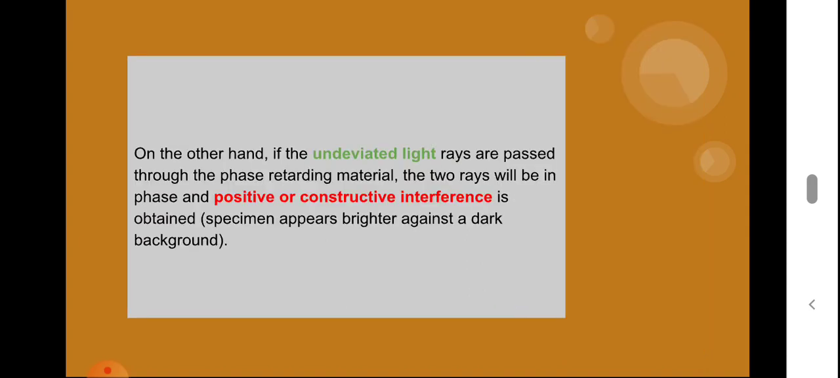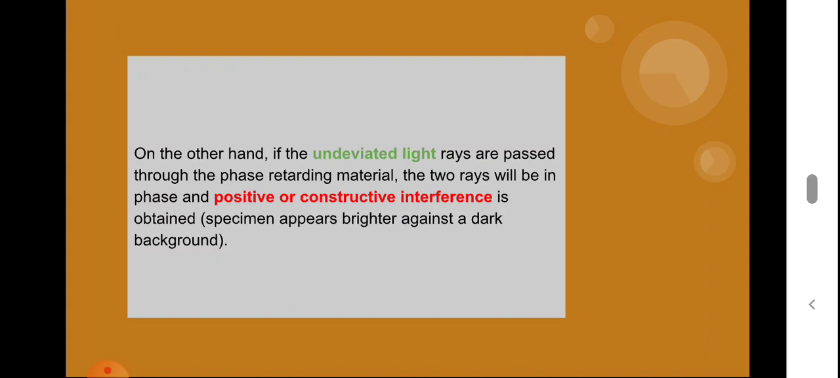Now when the undeviated light rays pass through the phase retarding material through the objective lens, that is, these undeviated light rays from the specimen pass through the objective lens and reach the phase plate, where there is this phase retarding material, then what happens? The two rays will be in phase, and positive or constructive interference happens here. That is the case when undeviated light rays are passing through.